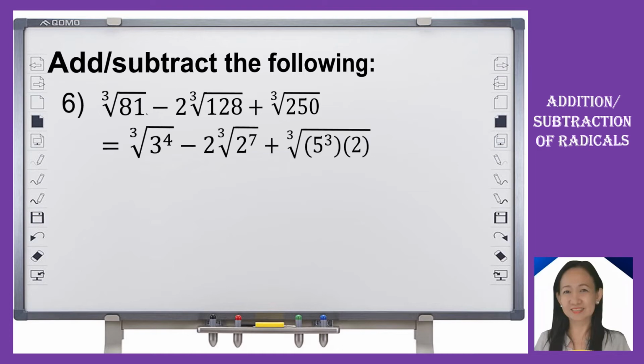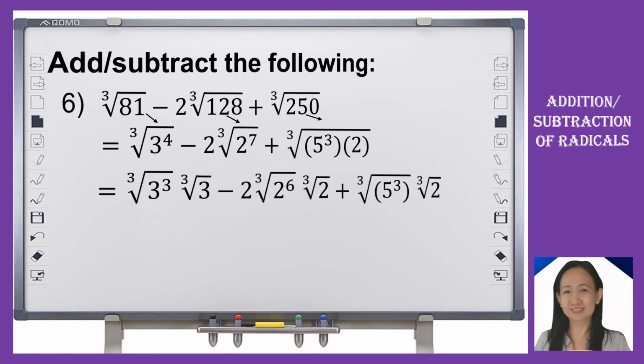So the cube root of 81 is the same as cube root of 3 raised to 4. The cube root of 128 is the same as the cube root of 2 raised to 7. And the cube root of 250 is factored into cube root of 5 cubed times 2. Then let us simplify by isolating the perfect cube root. So the cube root of 3 raised to 4 is the same as cube root of 3 cubed times cube root of 3.